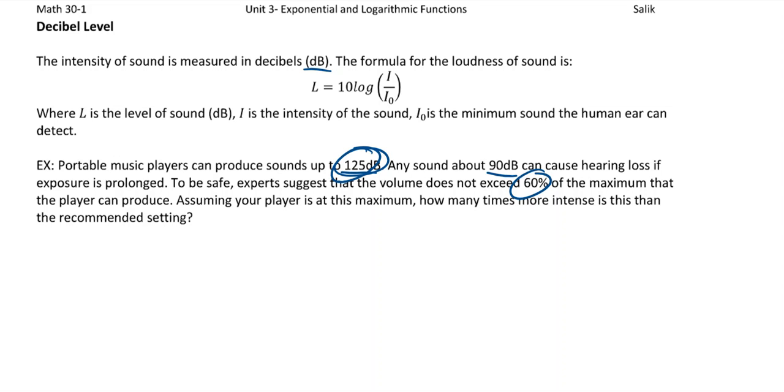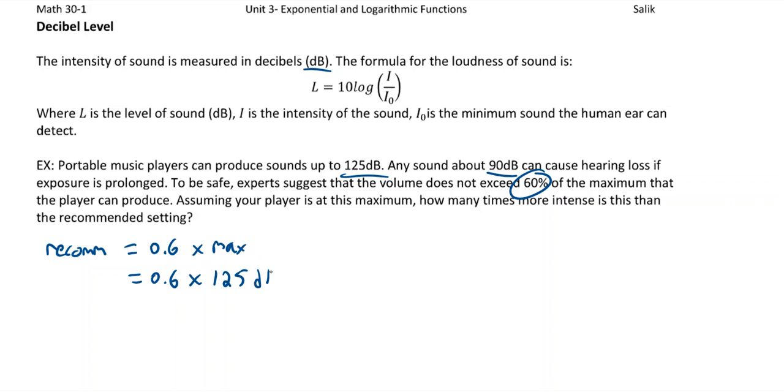So our recommended is going to be equal to 0.6 times the max, right? So that's going to be equal to 0.6, and our player goes up to 125 decibels. So that's going to be 125 dB, which is equal to 75 dB.